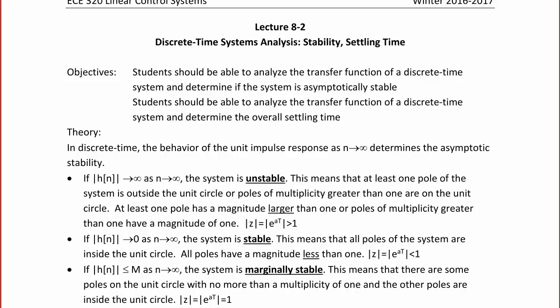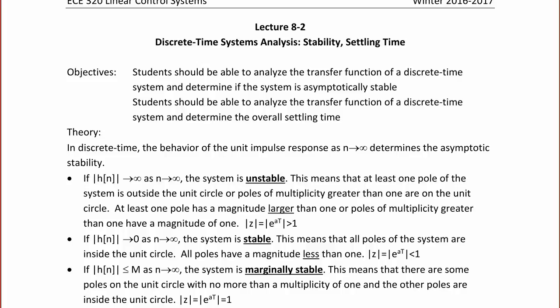If h of n goes to 0 as n goes to infinity, the system is stable. This means that all poles of the system are inside the unit circle, or all poles have a magnitude less than 1, or the magnitude of z equals the magnitude of e to the aT is less than 1.